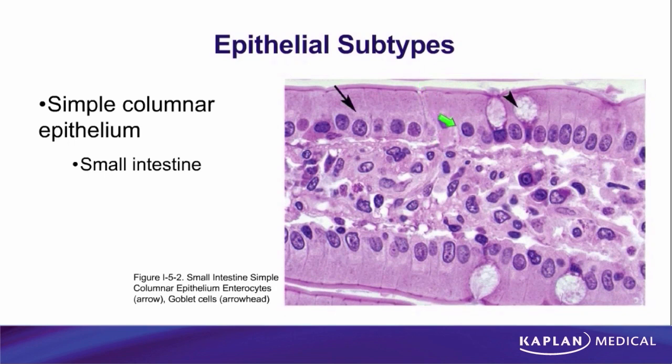And that is an epithelial type that's found lining the small intestine. Much of the GI tract is lined by simple columnar epithelium. So that would be characteristic of the GI tract. Okay.